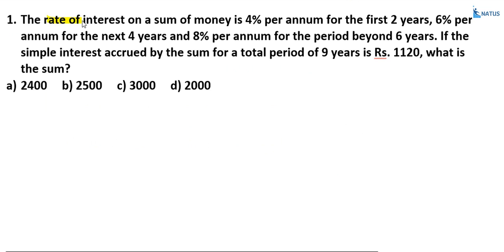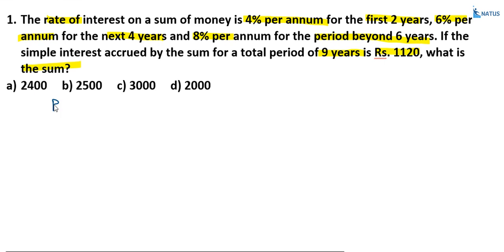The rate of interest on a sum of money is 4% per annum for the first 2 years, 6% per annum for the next 4 years, and 8% per annum for the period beyond 6 years. If the simple interest accrued over a total period of 9 years, that means after 6 years the remaining 3 years are at the rate of 8% per annum, is 1120, what is the sum? That's what we require.